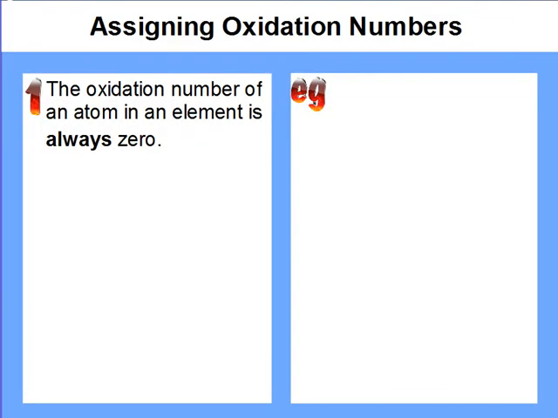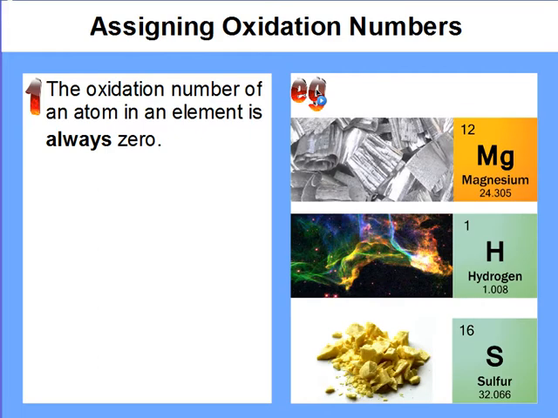When we assign oxidation numbers, there are a series of rules that we can use, and it's quite helpful to know these rules off by heart. So the first one is, if you've got an element, all the atoms in that element have oxidation numbers or oxidation states that equal 0.